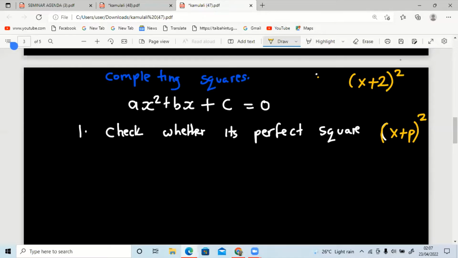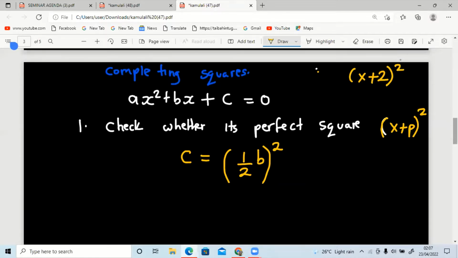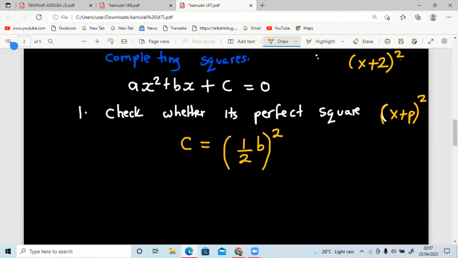To get a perfect square, c must always equal one half of b, all of it squared. Are we understanding? c is equal to a half b, all of it squared. That's what we call a perfect square. Any quadratic equation that satisfies this condition is a perfect square. I want us to check an example.